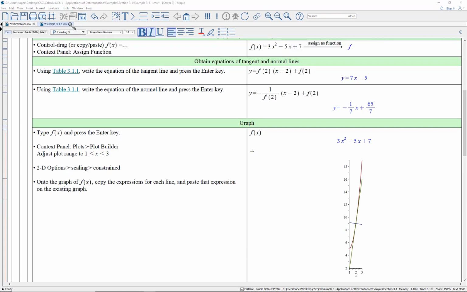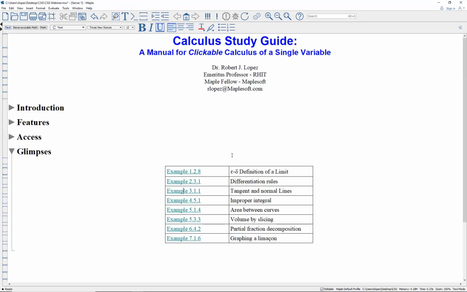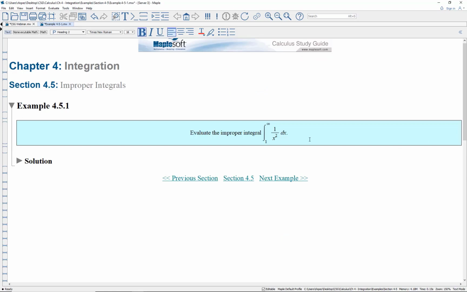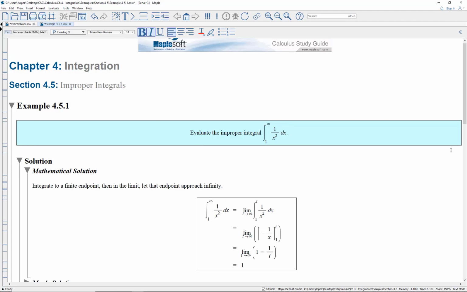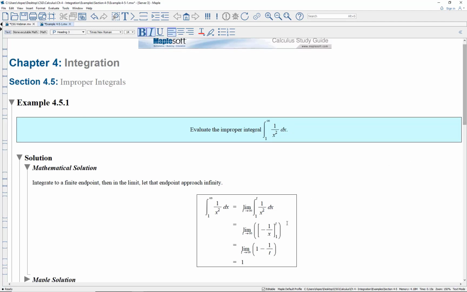For our next example, we're going to take something from the chapter on integration. In fact, we're going to do an improper integral. So here's the improper integral we want to evaluate. If we were working with a pencil and paper, purely mathematical solution, we would replace the upper limit of infinity with a parameter t. We would let t go to infinity. So the antiderivative of 1 over x squared is minus 1 over x evaluated between the endpoints, and you get this expression. You now take the limit as t goes to infinity. You can see here as t goes to infinity, this piece goes to 0, and the answer is 1.